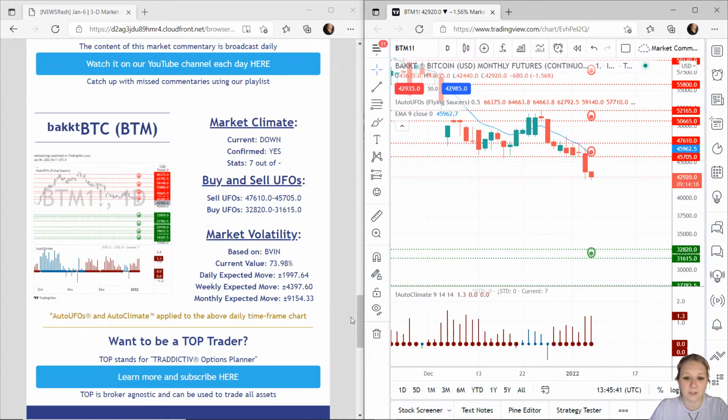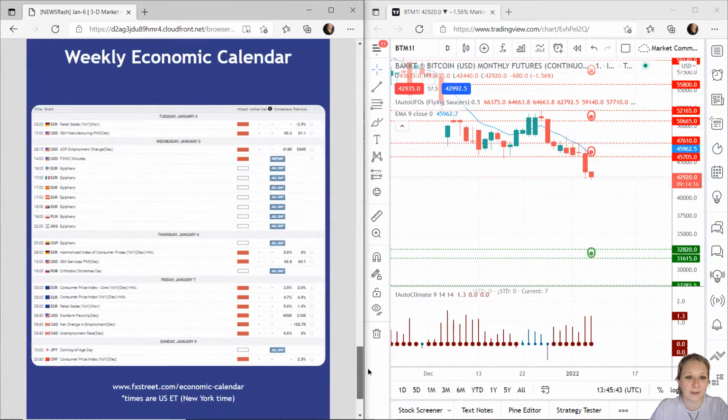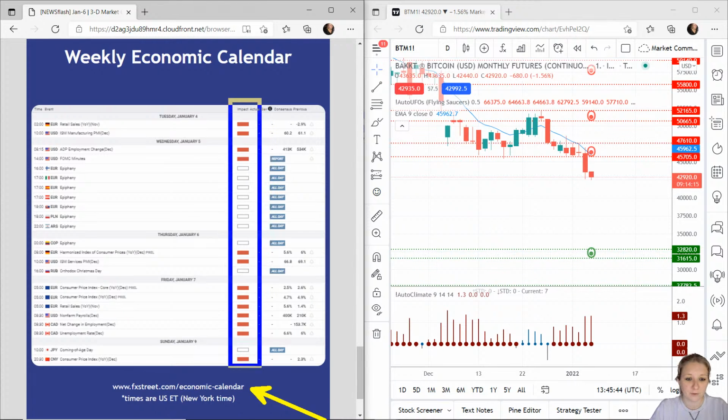Now, last thing to look at would be our weekly economic calendar. We get this from fxstreet.com, and what we do is we filter by high impact news. Essentially what we're looking at here are the scheduled news reports that are likely to have a high impact on the markets, meaning make them move more, increase volatility. With increased volatility comes increased risk, potentially increased reward as well. So as traders, we want to know what might be increasing volatility, and news can obviously have that effect.